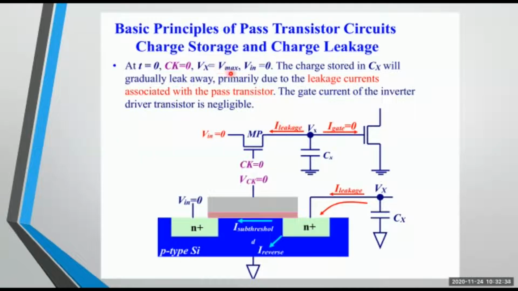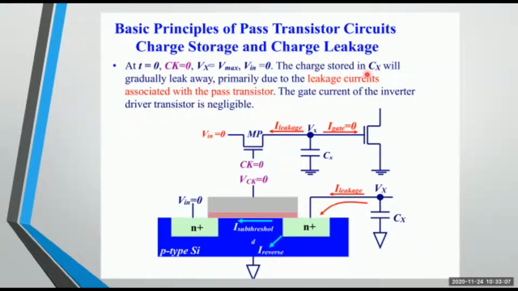If Vx equal to Vmax and Vin equal to 0, then the charge stored in the Cx will gradually leak away. Why does the charge stored in the Cx leak gradually? Because here the capacitor is not connected. This input Vin and this Vx are not connected, since the clock equal to 0 means this is in the off state. So the previous state value stored in the capacitor will be the high state. It will be a higher potential voltage, and that will degrade to the ground.